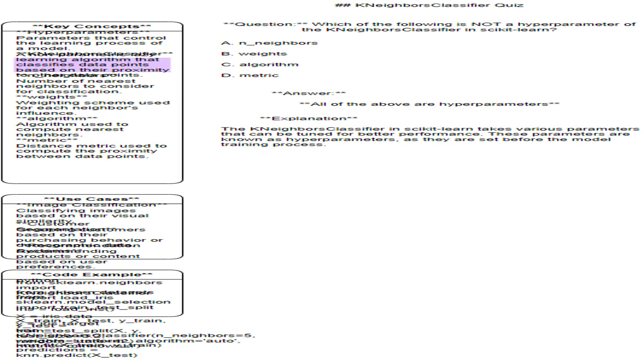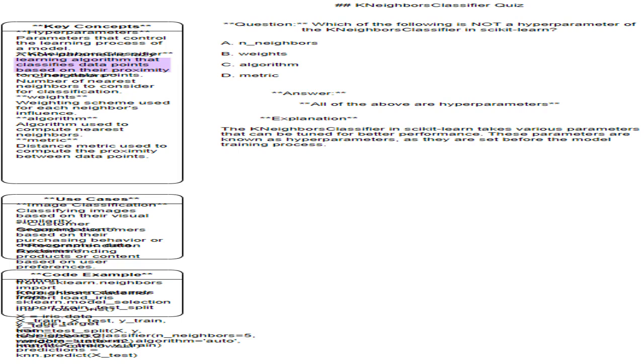A non-parametric lazy learning algorithm that classifies data points based on their proximity to other data points. A k-neighbors classifier could be used to predict whether a customer will purchase a specific product based on their past purchase history and the purchase history of similar customers.